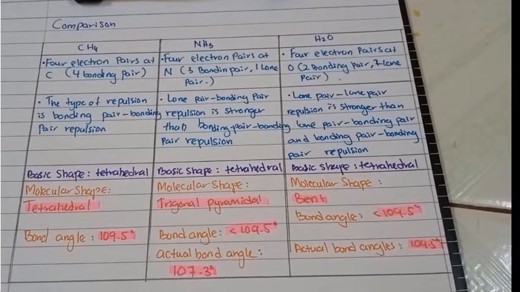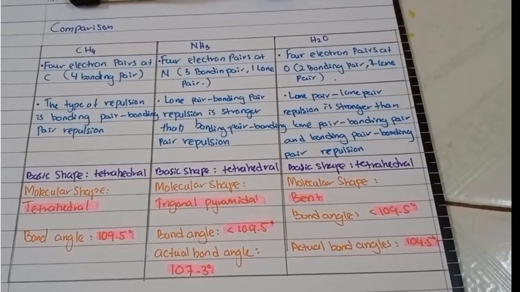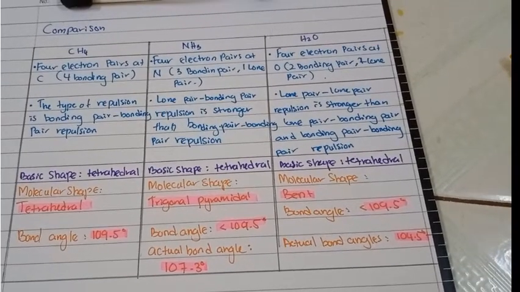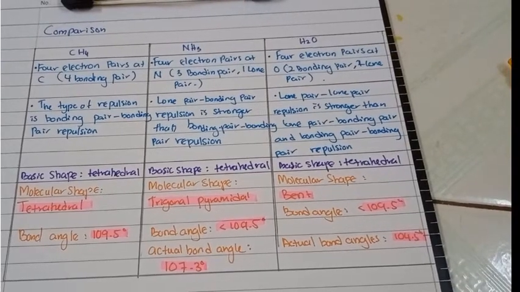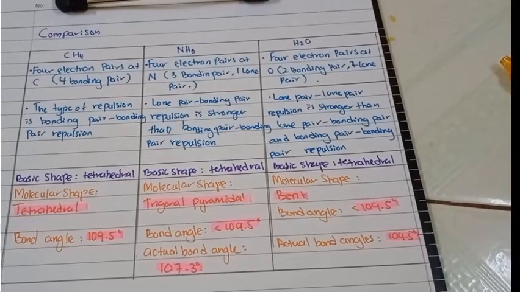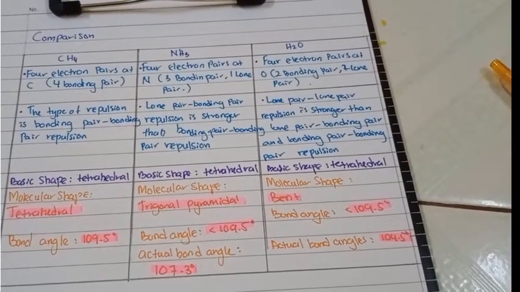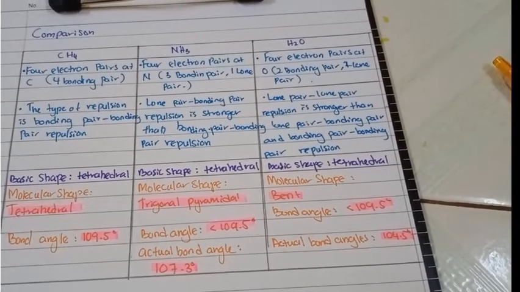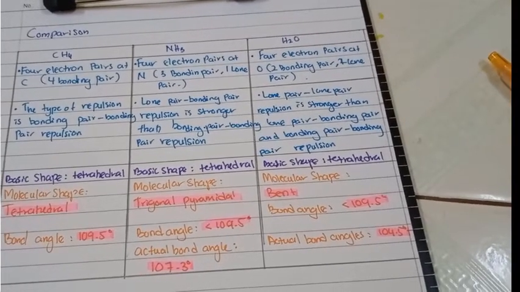For NH3, there are 4 electron pairs at nitrogen, made up of 3 bonding pairs and 1 lone pair. However, for H2O, there are 4 electron pairs at oxygen, which is 2 bonding pairs and 2 lone pairs. For CH4, the type of repulsion is bonding pair repulsion.